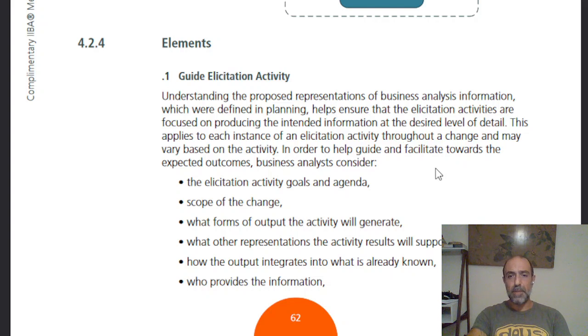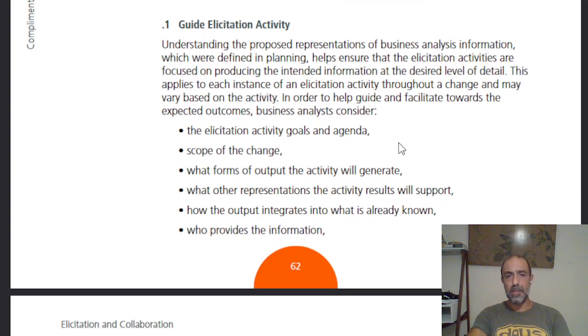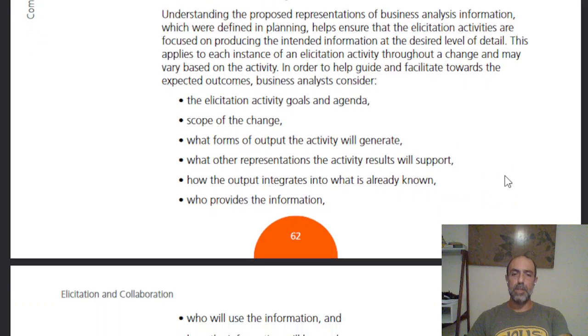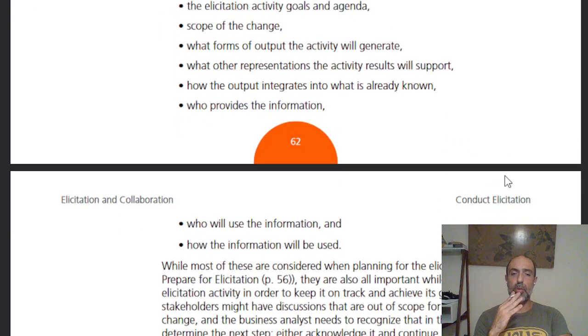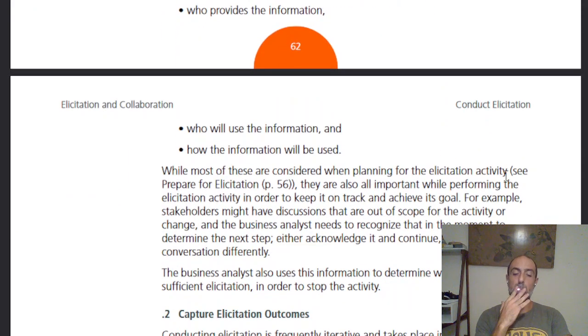In order to help guide and facilitate towards the expected outcomes, business analysts consider the elicitation activity goals and agenda, and we basically go back to them. Scope of the change, what forms of output the activity will generate, what other representations the activity results will support, how the output integrates into what is already known, who provides the information, who will use the information, and how the information will be used.